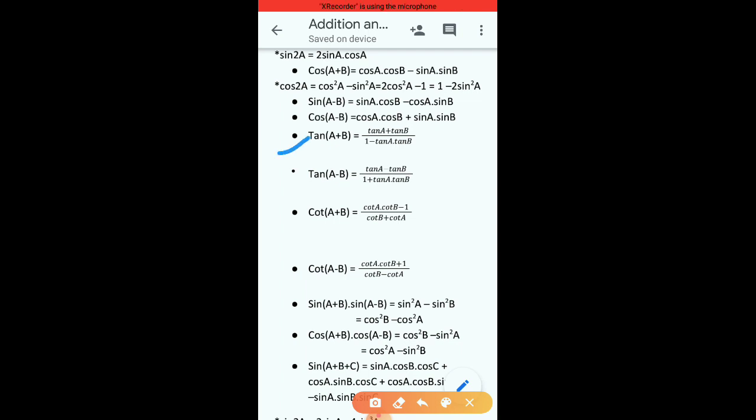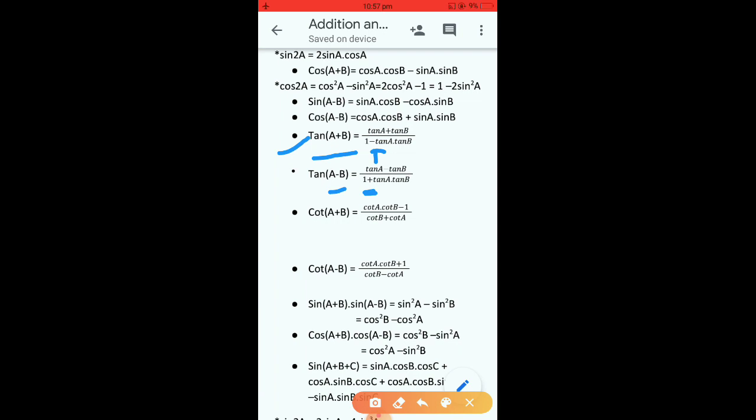Tan(A+B) is equals to tan A plus tan B upon 1 minus tan A tan B. If you want to write tan(A-B), then tan(A-B) is equals to tan A minus tan B upon 1 plus tan A tan B. In case of plus in the numerator, we can clearly see minus will be in the denominator, and in case of minus, plus will be in the denominator.